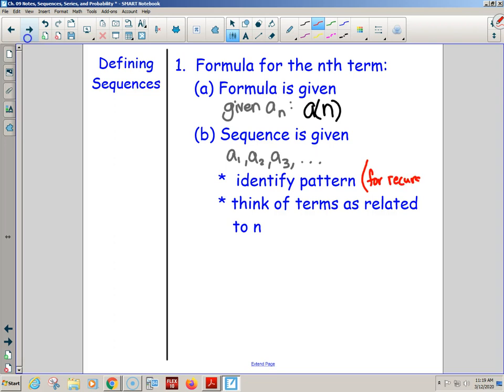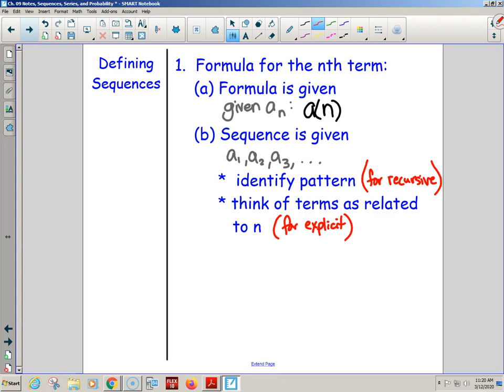If we're moving recursively, I'm just going to say recursive right now. What does that word mean? We'll get to it. If you know a computer programmer, ask them about recursive formulas or recursive programming. Anyway, identifying a pattern is really helpful for looking at something recursively. A computer could do recursive steps really fast, whereas it would take us a long time. But it will also be helpful to think of terms as related to n for explicitly defined things. And we'll get to what those terms mean in a little bit.